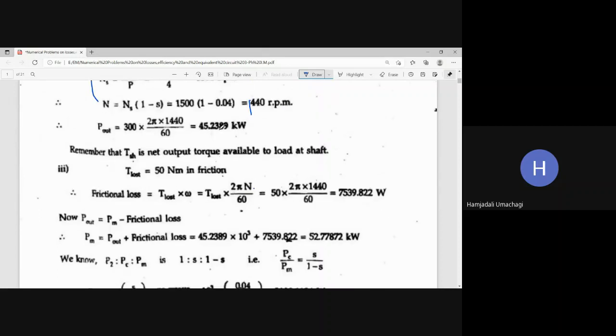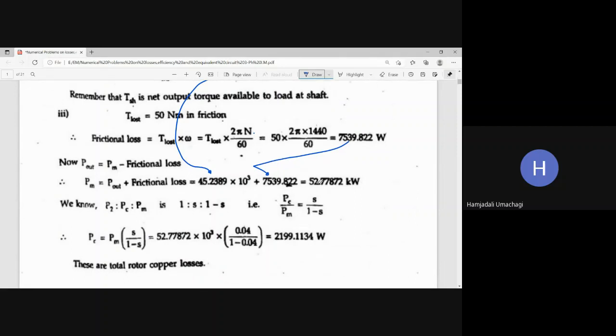So that value 45.2389 you can substitute here, and the frictional loss we have already calculated. The frictional loss is 75.39822 watts. On solving, we will get Pm equal to 52.77872 kilowatts. Okay, so this is the gross mechanical power Pm. And now from the relationship between P2, PC and PM, we know that P2 is to PC is to PM is 1 is to S is to 1 minus S.